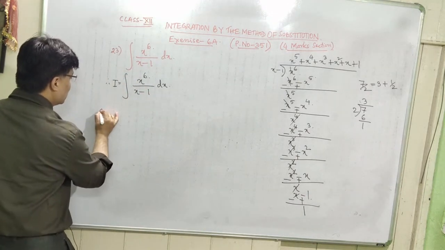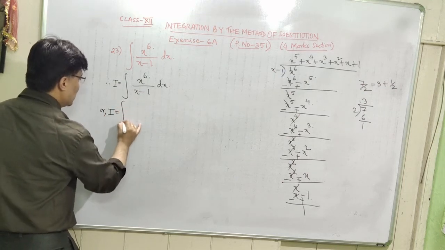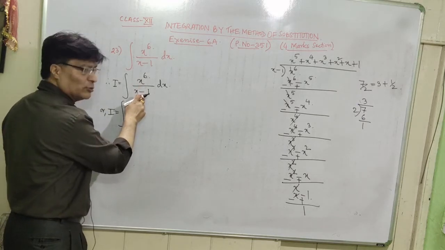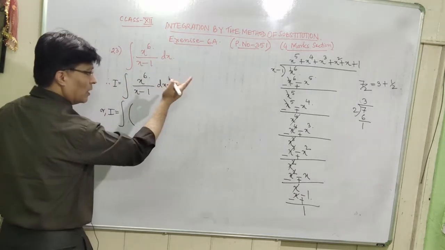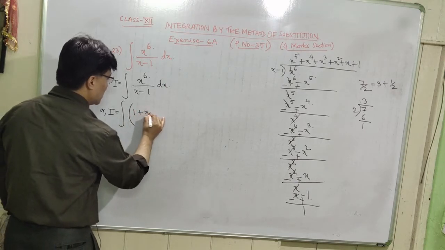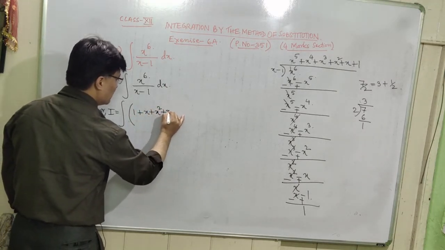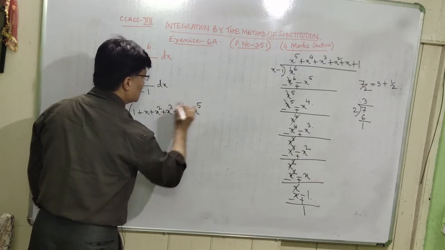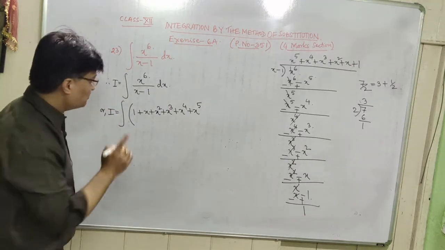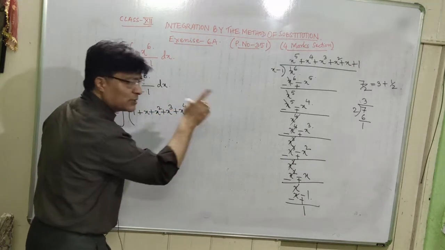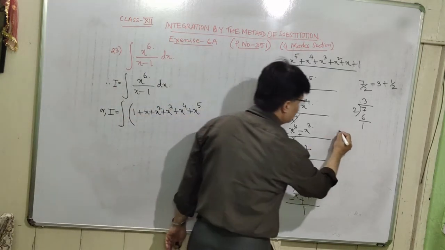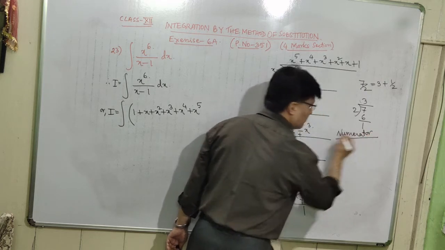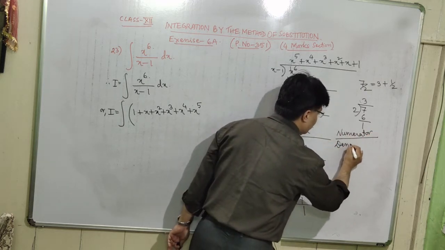So here also you can write I is equal to integral sign. Let us write within bracket. So here we have divided this numerator by denominator. What is the quotient now? Let's start from 1 plus x square plus x cube plus x to the power 5. Okay? Then this is the quotient plus remainder upon divisor, isn't it? That is numerator divided by denominator.